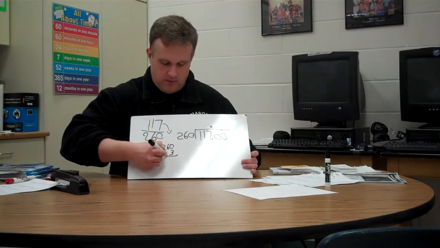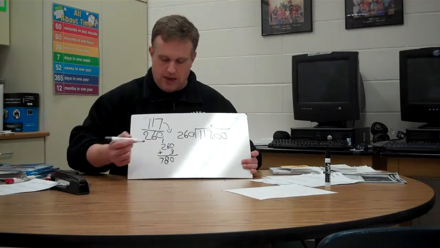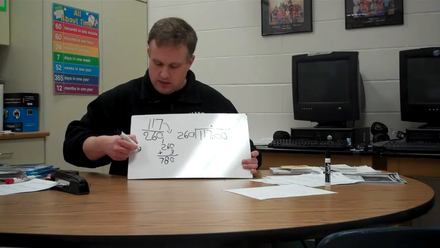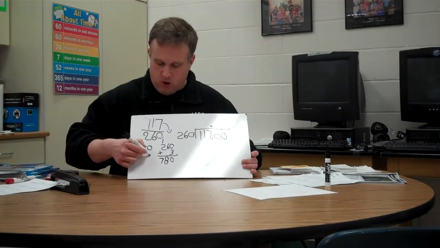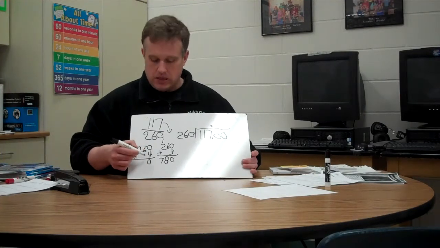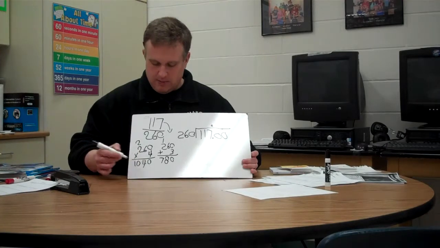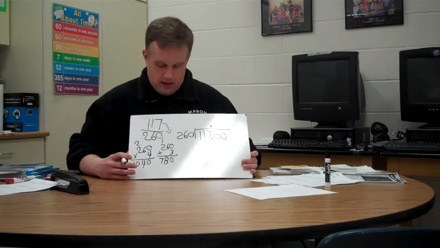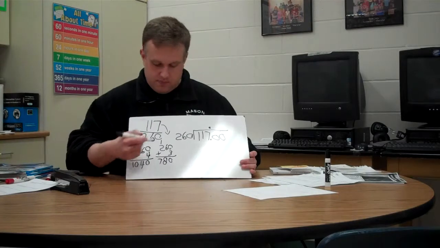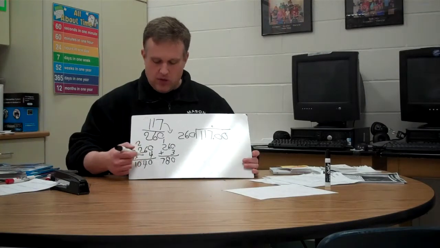260 times 3. 3 times 0 is 0. 3 times 6 is 18. Carry my 1. 3 times 2 is 6 plus 1 is 7. Okay, so I'll do the next step. 260 times 4. 4 times 0 is 0. 4 times 6 is 24. Carry my 2. 4 times 2 is 8 plus 2 is 10. Okay? And then, well, again, I'm looking for 1,170. That gives me 1,040. So I know that's going to be my answer.